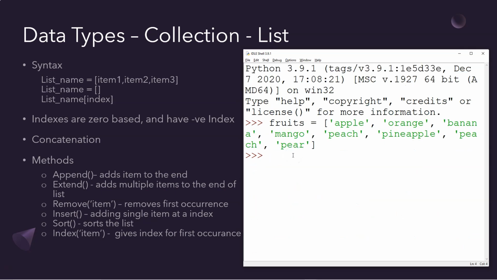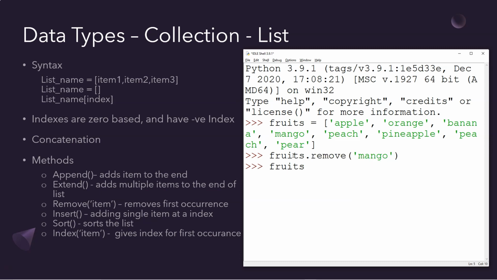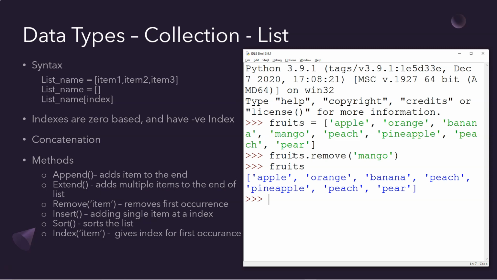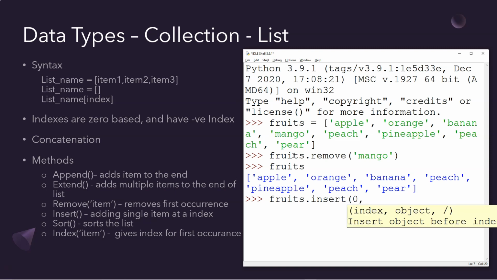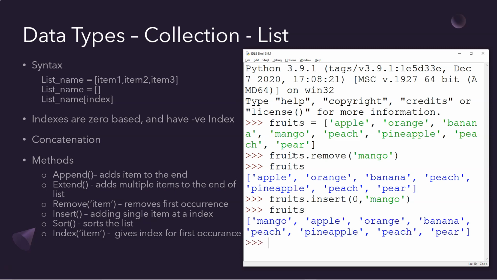Remove will remove the first occurrence of the item. So for example, fruits.remove, and let's say you want to remove mango. If I print fruits again, mango is gone. Now insert is used for inserting a single item at a particular index. Let's say I want to insert mango at the 0th index, which means the first item. So we can use it like this. If I print fruits again, mango is back, starting from the 0th index.